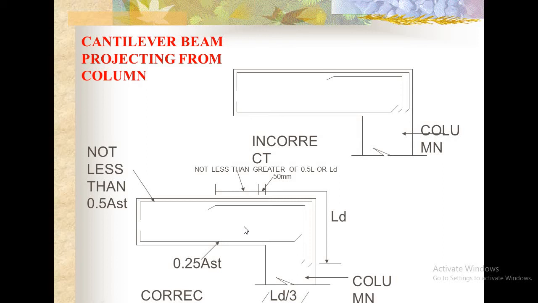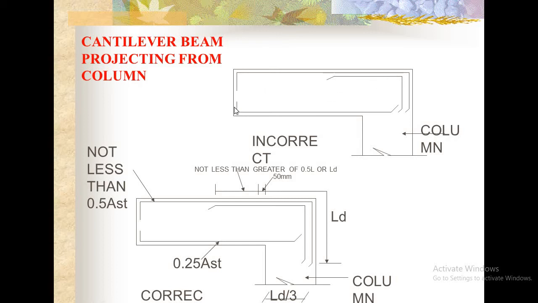The cantilever beam projecting from the column. This is the incorrect method of providing the reinforcement. Actually, you see here a bottom reinforcement is provided. At the top, one reinforcement is provided and is bent downward into the column. Actually, this bar is intended to bend up. The bottom bar is intended to bend up towards this direction and continue in this direction.